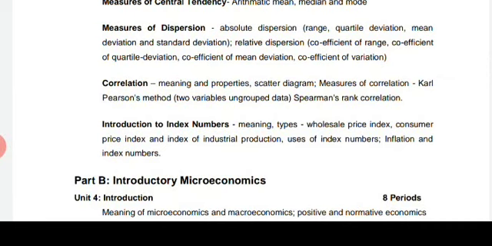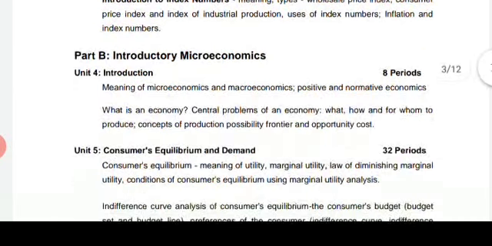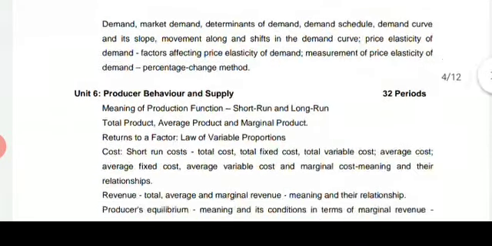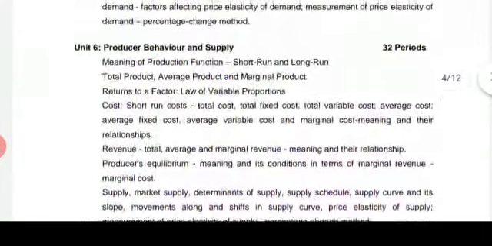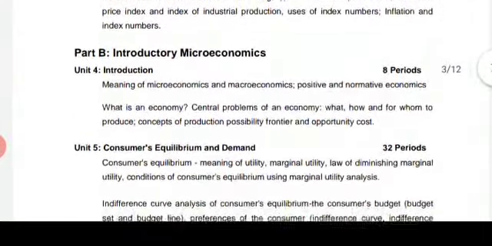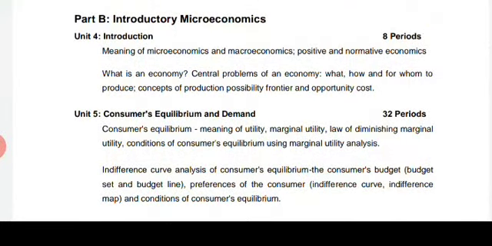If you go to Part B, introductory microeconomics, it starts with Unit 4, 5, 6 and 7. So altogether we have 7 units. In Unit 4 we are going to discuss the introduction: the meaning of microeconomics and the difference between microeconomics and macroeconomics. Micro and macro are the 2 branches of economics. Okay children, so we are going to discuss that. Then we are going to see the economy and the central problem of the economy.